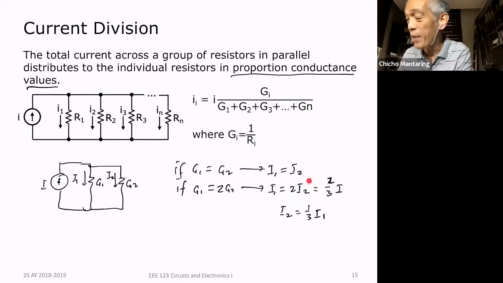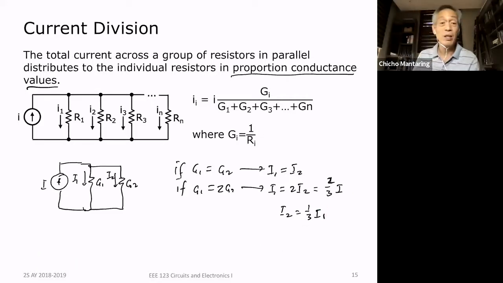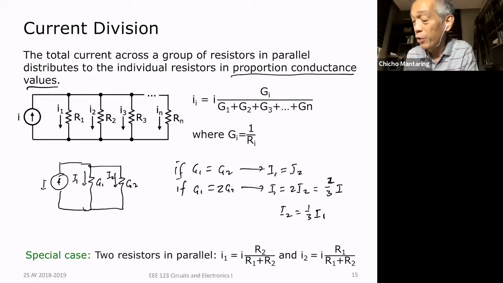That's the only way I can get I1 being equal to twice I2. No? If I1 is two-thirds of I, and I2 is one-third of I. So that is the principle of current division. And then you have a special case when there are two resistors in parallel.